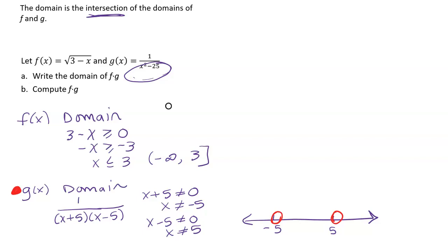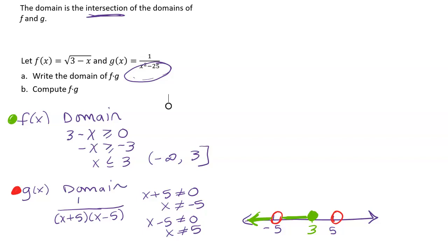For f of x, change colors here. I'll do that in green. I want to have a bracket at 3, which will be a closed circle, and then shade to the left. But make sure you skip over the negative 5. And then we want to look at the intersection of these two graphs. So we're looking for what can my domain be, taking into consideration what f of x needs for its domain and the restrictions on the g of x domain.